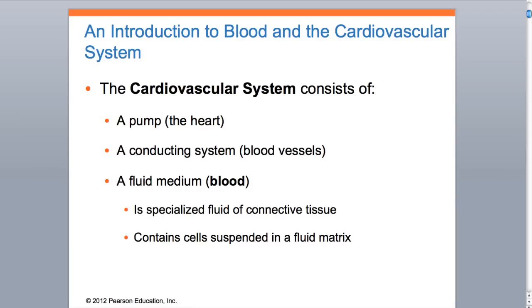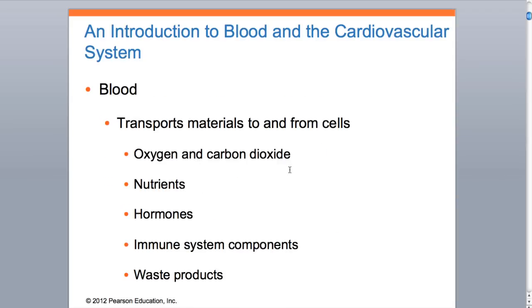Next, we have the functions of blood. What does blood do? It transports materials from one place to another. It transports materials like oxygen and carbon dioxide, nutrients, hormones, our immune system, and even waste that we need to get rid of.